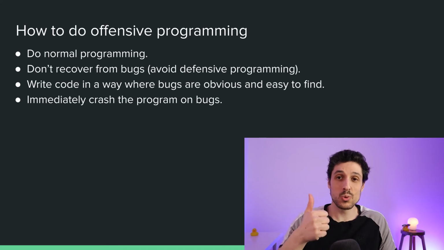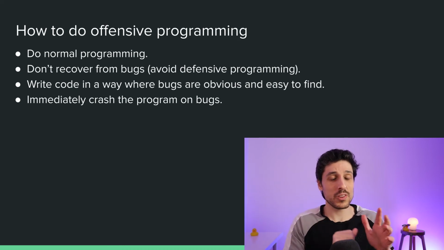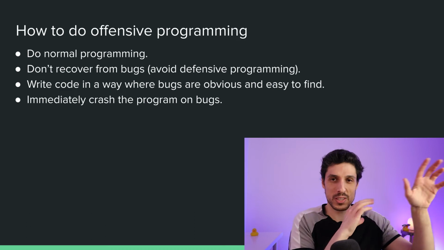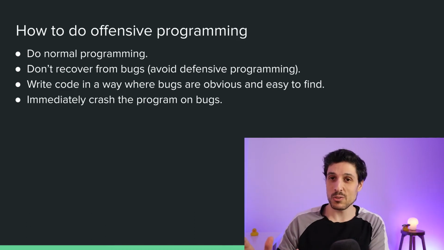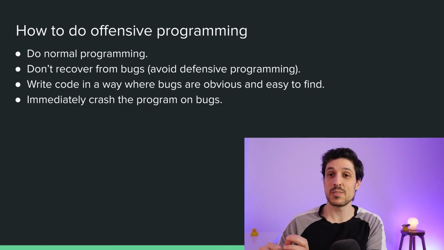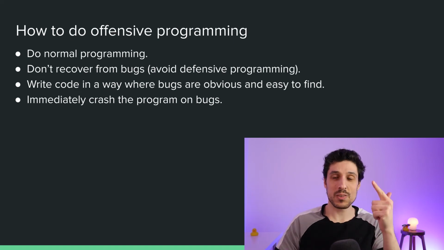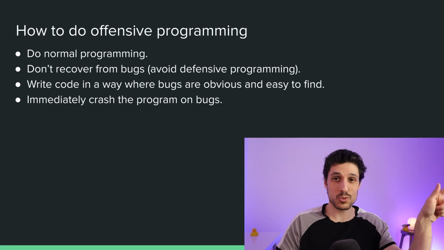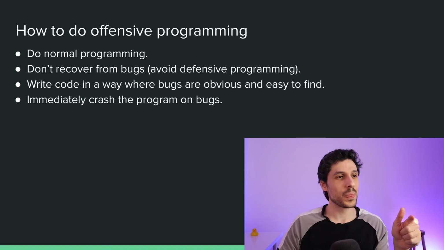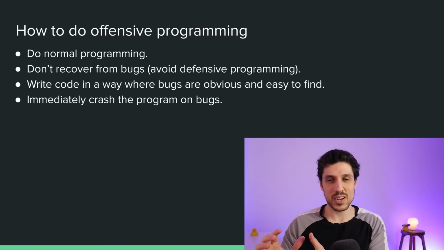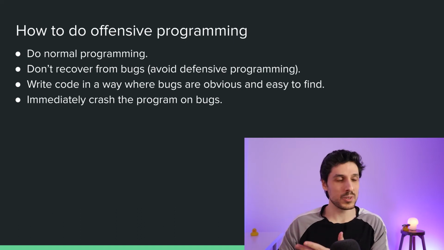Now, how do you actually do it? So first of all, do normal programming, okay? So everything we spoke about before, about you need your checks, you need to handle certain errors, that still applies even if you're doing offensive programming, okay? Now, don't recover from bugs, right? Like, don't do defensive programming, basically. Third, write code in a way where bugs are obvious and easy to find, and we'll talk about that in a minute in a bit more detail.